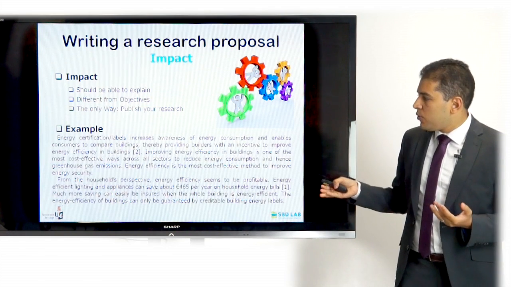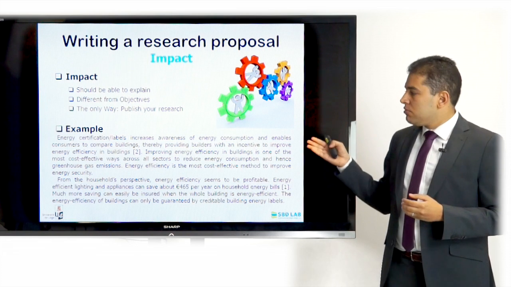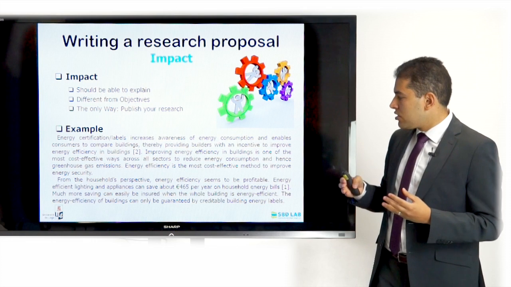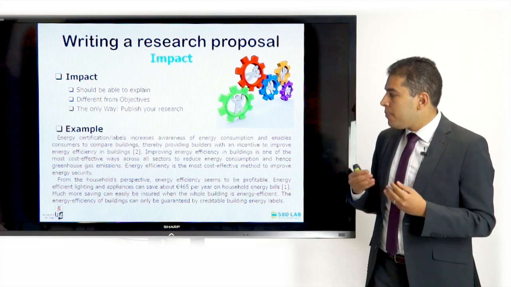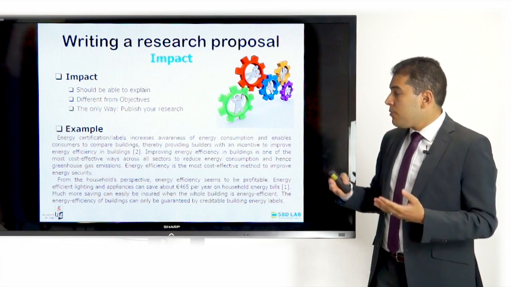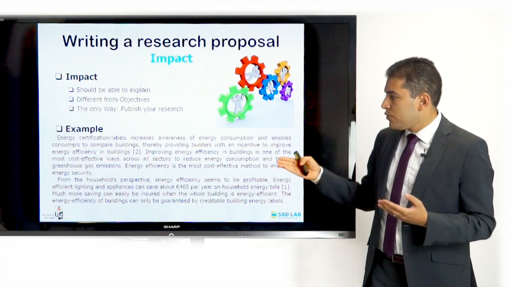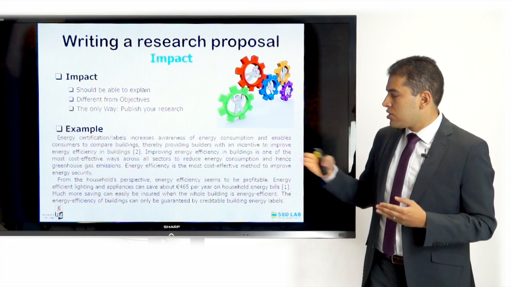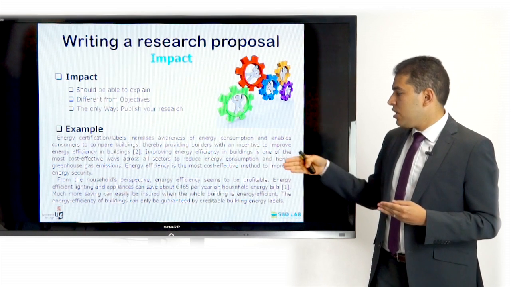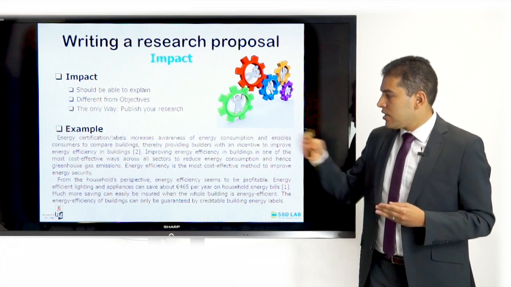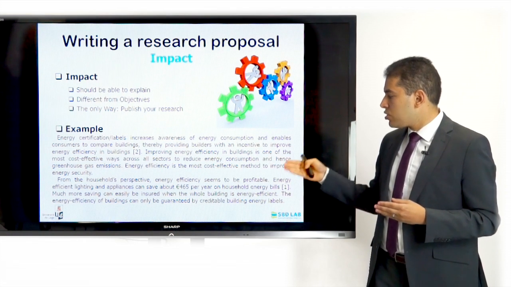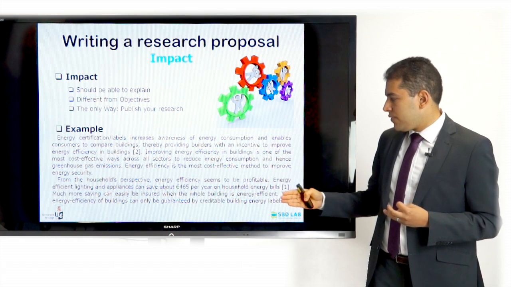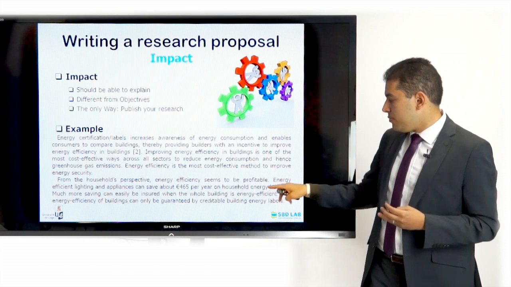Here is an example of a work. I will read you this very fast. Energy certification labels increase the awareness of energy consumption and enable consumers to compare buildings, therefore providing builders with an incentive to improve energy efficiency in buildings. Improving energy efficiency in buildings is one of the most cost-effective ways across all sectors to reduce energy consumption and hence greenhouse emissions. Energy efficiency is the most cost-effective method to improve energy security. From the household perspective, energy efficiency seems to be profitable.